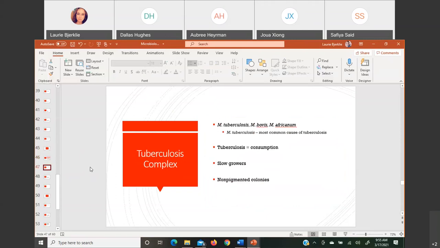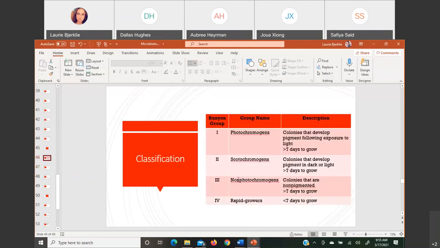Now, there is a ton of mycobacteria. You had a whole study guide on it, but I'm just going to whittle it down to the big main featured ones. So, of course, you have your ones that can cause tuberculosis. The main one would be Mycobacterium tuberculosis. The other two that have been known to cause tuberculosis are Mycobacterium bovis and africanum. They are all slow growers, non-pigmented colonies, so they would all fit in the non-photochromogen group here.